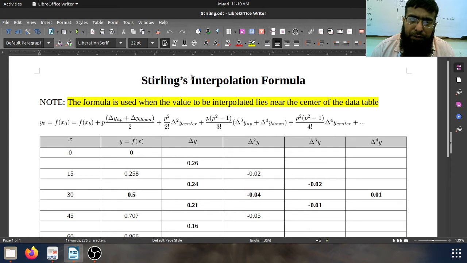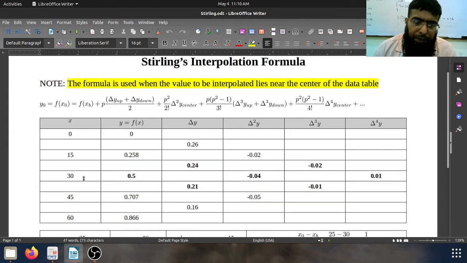Before this, we have studied Newton's forward formula, Newton's backward interpolation formula, and Newton's divided difference formula. The forward and backward formulas were useful when we have to interpolate a value in the beginning or in the end of a given table. If we want to interpolate a value that is in the center of the table, Stirling's interpolation formula is the best formula to choose. This formula is used when the value to be interpolated lies near the center of the data table.